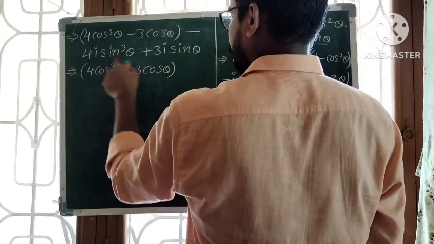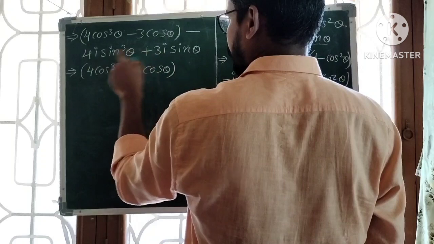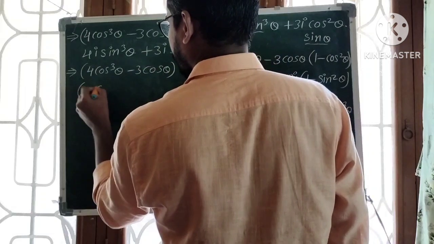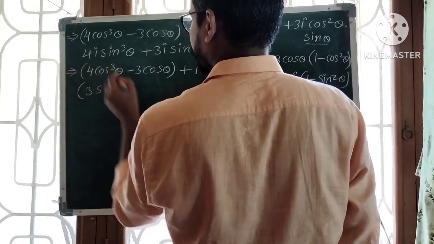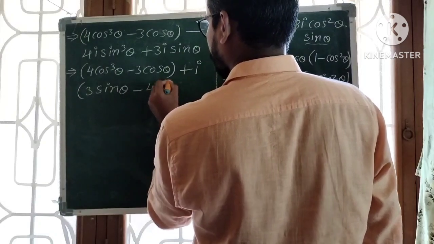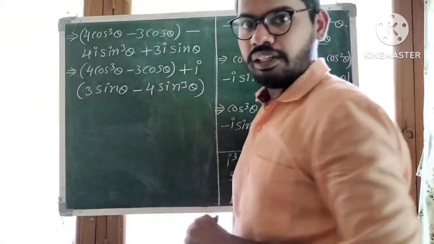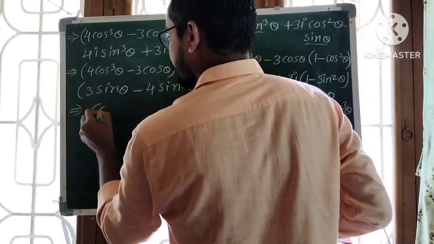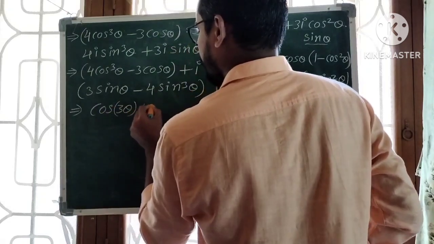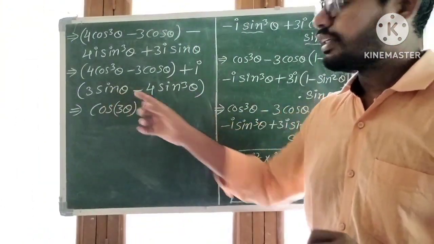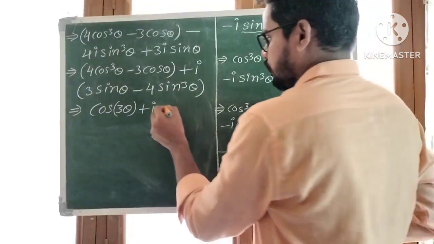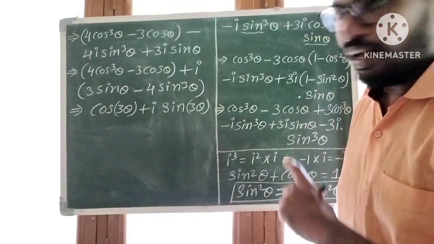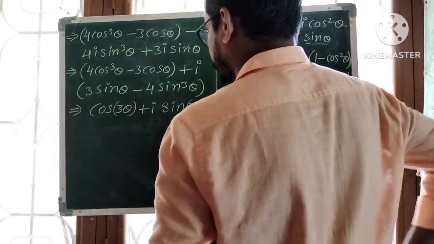Here just observe these two terms. What is the common thing? i is common. So i common into 3 sin theta minus 4 sin cube theta. In trigonometry, 4 cos cube theta minus 3 cos theta is equal to cos 3 theta, plus i into 3 sin theta minus 4 sin cube theta, which is sin 3 theta. So cos 3 theta plus i sin 3 theta.